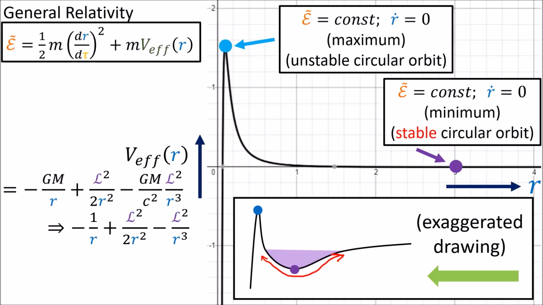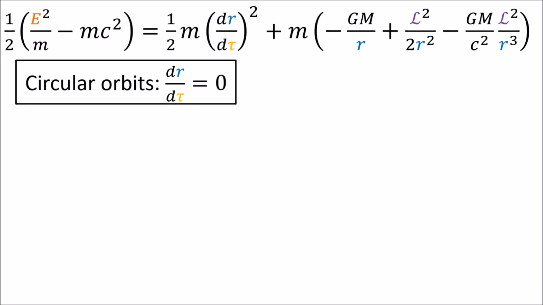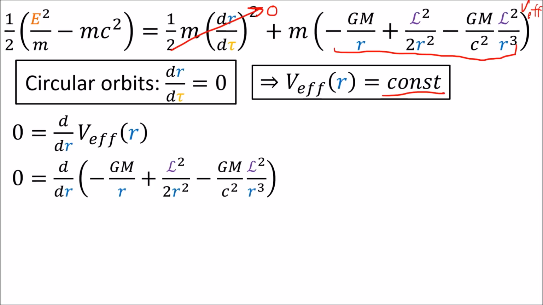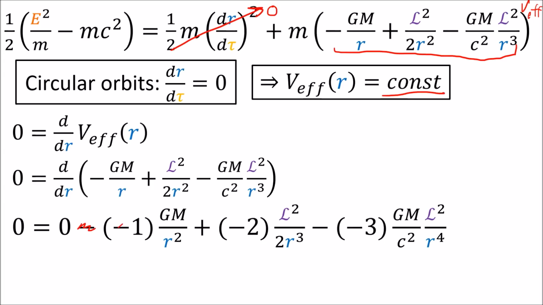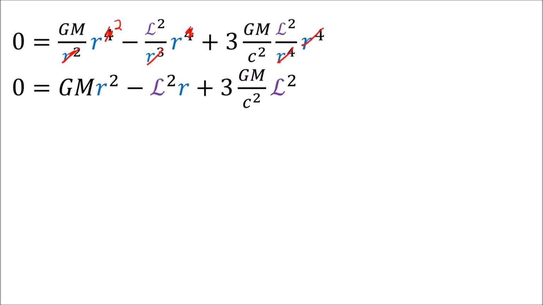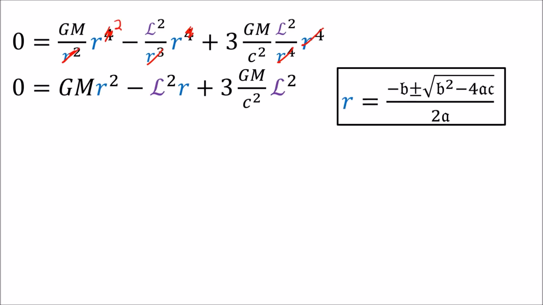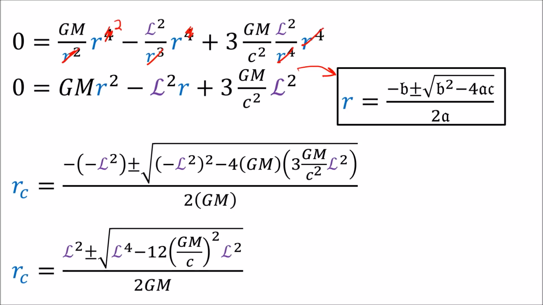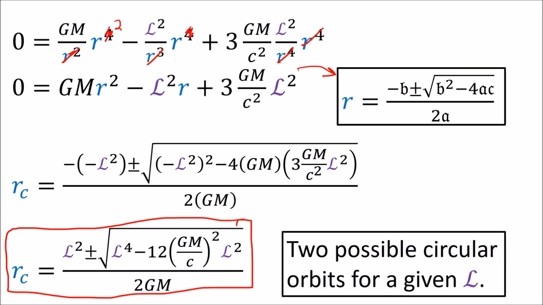We can solve for the radii of these 2 circular orbits, assuming the orbit radius is constant, meaning the effective potential energy is constant and has 0 derivative. We use the power rule on the rest of the terms, canceling these negatives and these 2's. Multiplying by r to the 4th and canceling, we get an equation that's quadratic in r, and can be solved using the quadratic formula. Subbing in, we get this solution for the 2 circular orbits, given by the plus and minus signs here. These give the locations of the two possible circular orbits in general relativity.